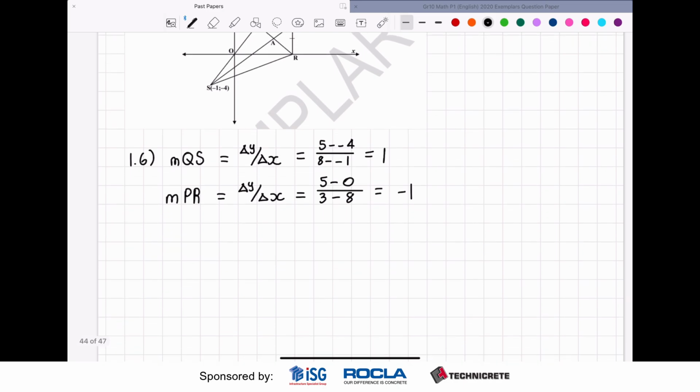And so we can see that the gradients are the negative inverse of each other, so we can say that M_QS times M_PR equals negative 1. Therefore, QS is perpendicular to PR.